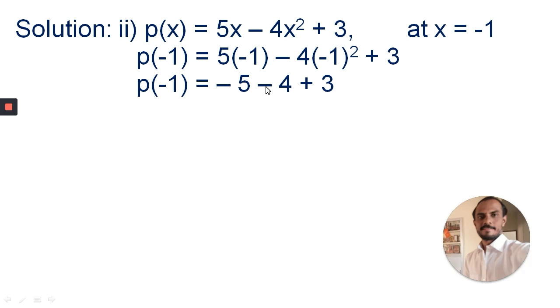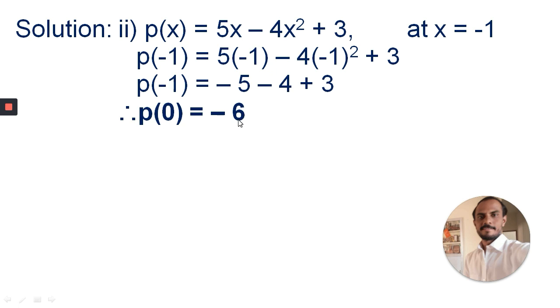Next step, simplify. Minus 5 minus 4 is minus 9. Minus 9 plus 3 is minus 6. Here P of 0 is not there; actually it is P of minus 1. P of minus 1 equals minus 6. Like that only you should simplify the next one.